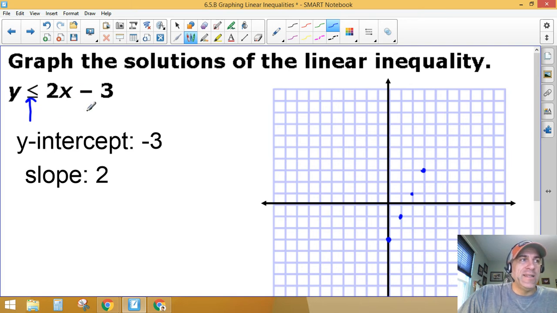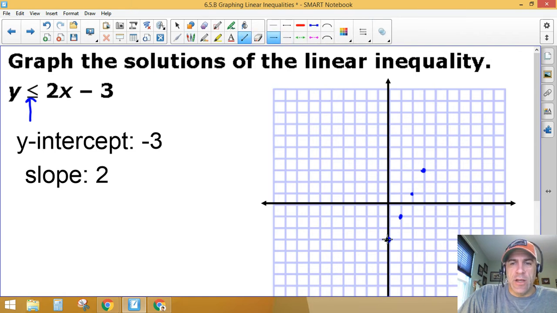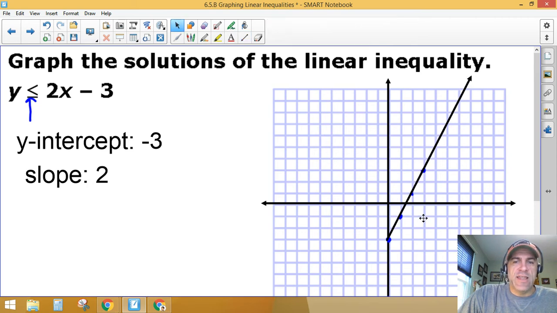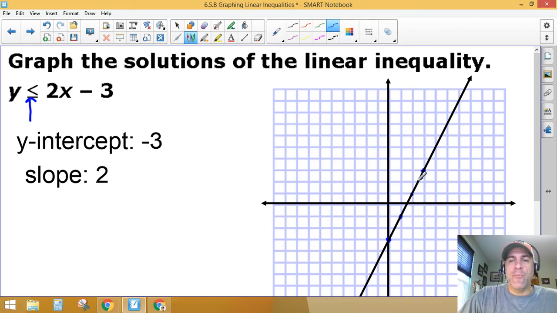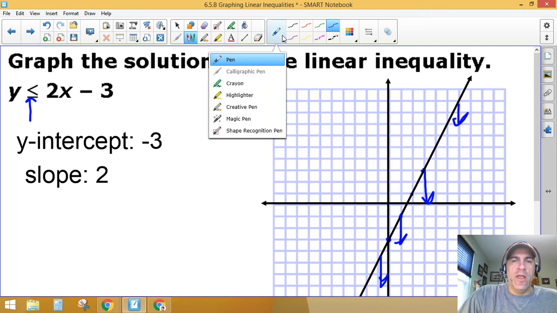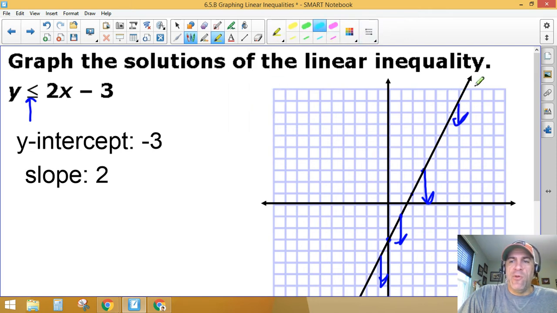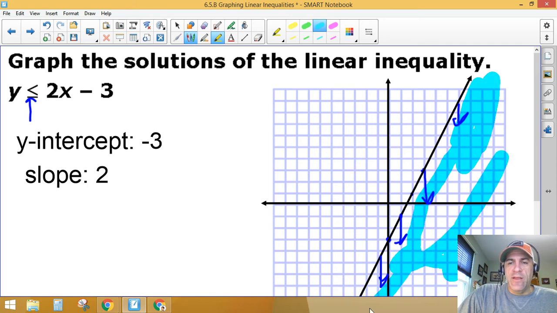All right. It's less than or equal to. So that means I'm going to use a solid line. I'm going to get my solid line tool and extend my line all the way through my graph. That means any spot on this line is a solution, but y can also be less than that. Since y can be less than that, I'm going to look at any point on my line and go less than that, lower than that, below that. So everywhere down here, it's a little bit quicker if I get my highlighter. Everywhere below my line, I would need to shade.